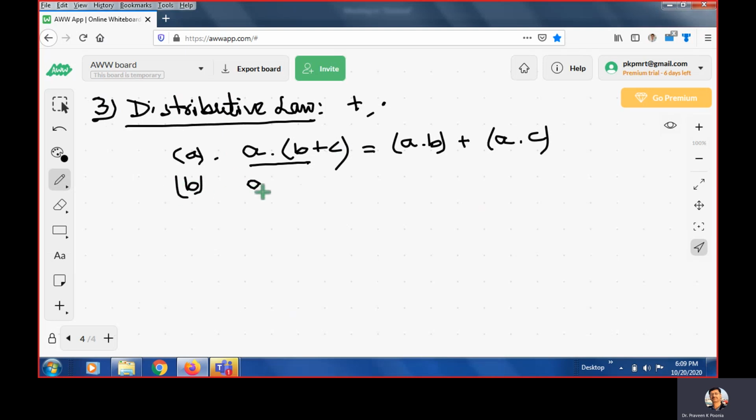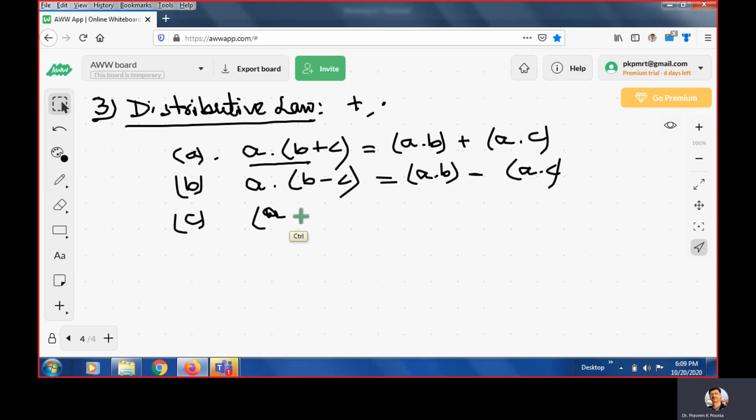Another law is A times (B minus C). What will it be? A times B, and then this negative, A times C. Clear? This may be written like this one, like if we are taking, say, (A plus B) times C, means here we are multiplying first, here we are multiplying last.